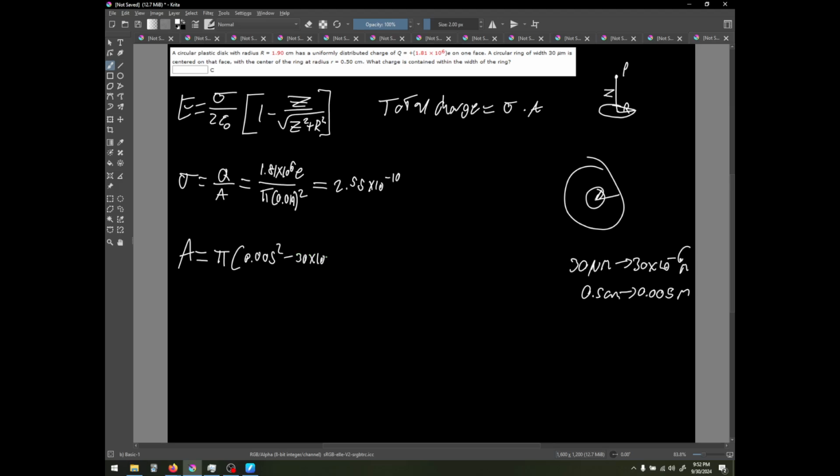30 times 10 to the negative 6th squared. Oh, wait. He's calling it 2 pi R W. I'm finding it as 2 pi R minus W. Not even that, I'm just finding it pi R. Dang it! Alright, 10-minute break.